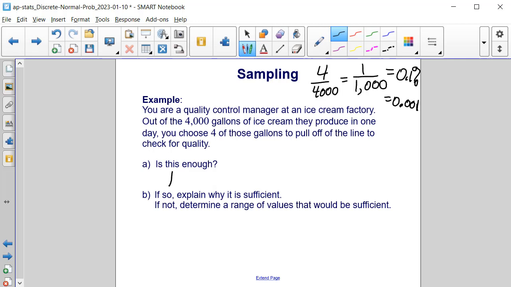Is this considered to be enough? The answer here is no, it's not considered to be enough because it's such a very small portion of the sample that is being inspected. So the sample size is too small.